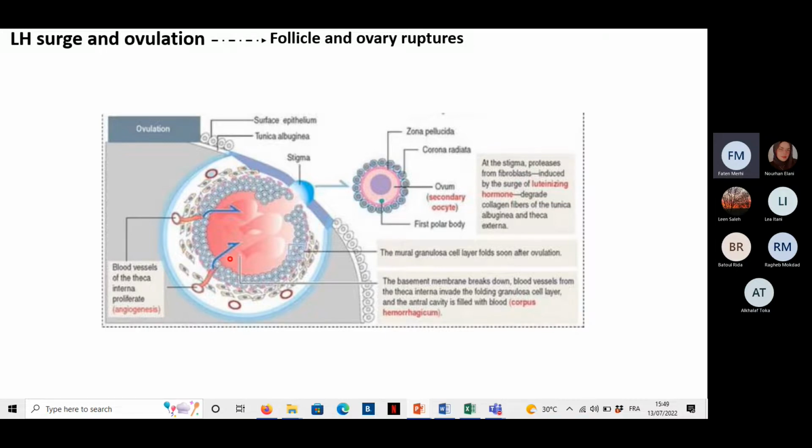And due to their contraction, we will have an expulsion of the oocyte outside of the ovary with the follicular fluid and with the corona radiata cells surrounding the oocyte.